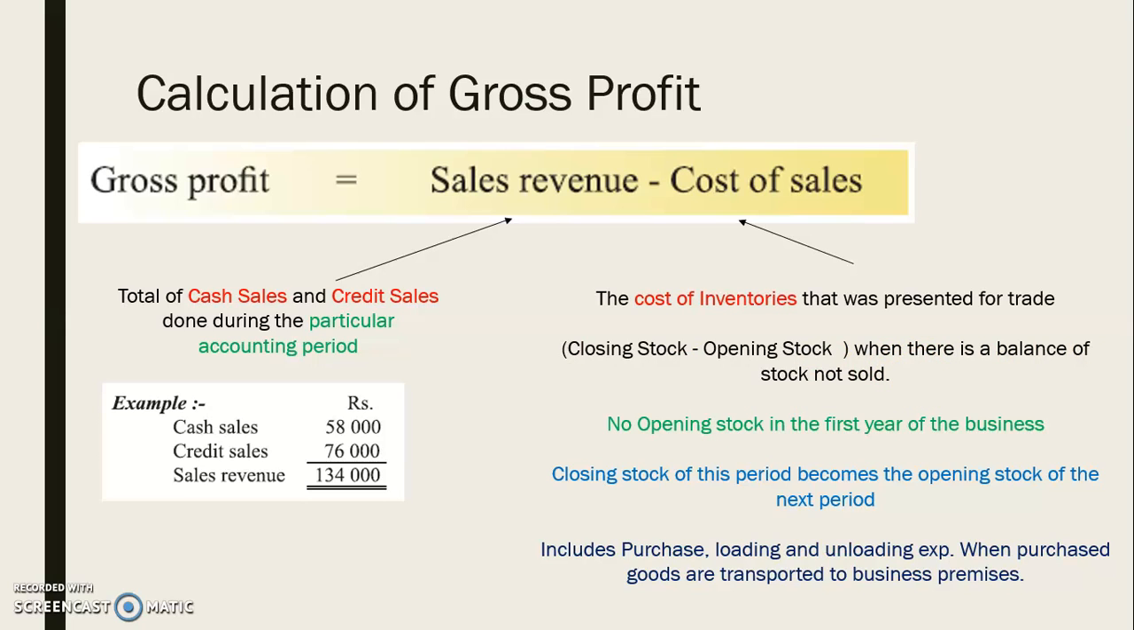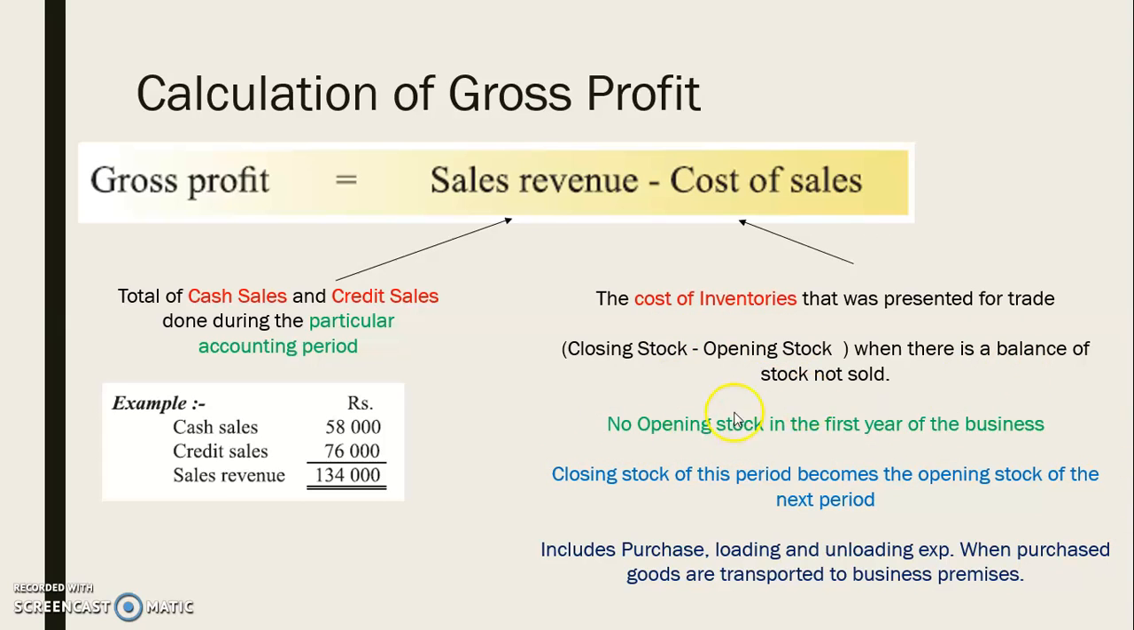There is something called closing stock and opening stock. When you say closing stock, that is the remaining balance of the business, the stock that you have not yet sold. Opening stock is the closing stock of the previous accounting period. That is how you start the business. Let's say last accounting period, there were 50,000 worth of goods that were not sold. For this accounting period, that 50,000 becomes the opening stock. And obviously there is no opening stock in the first year of the business.